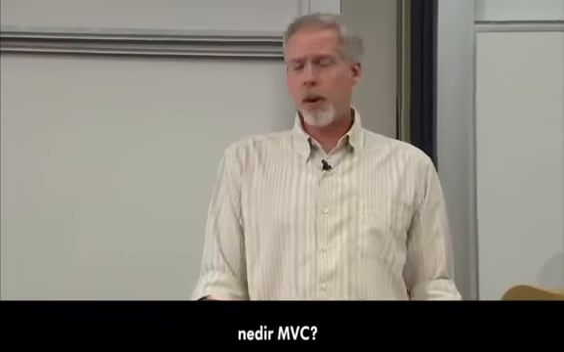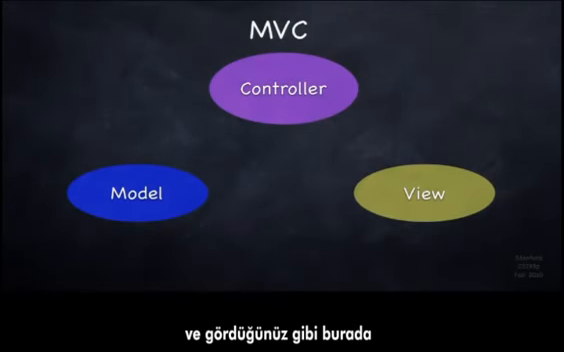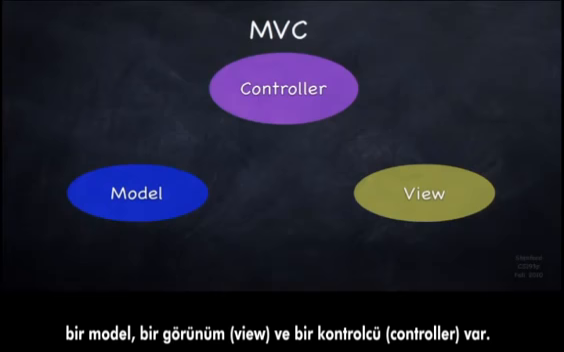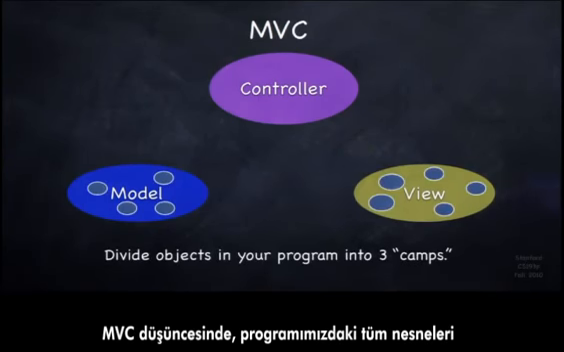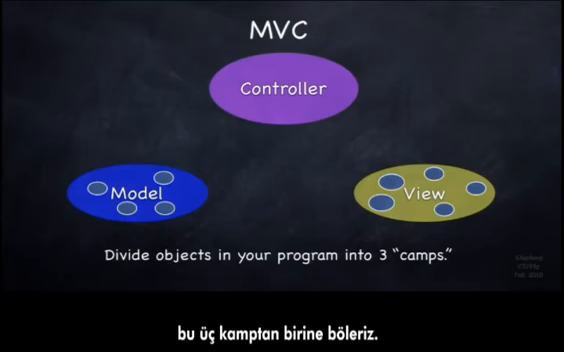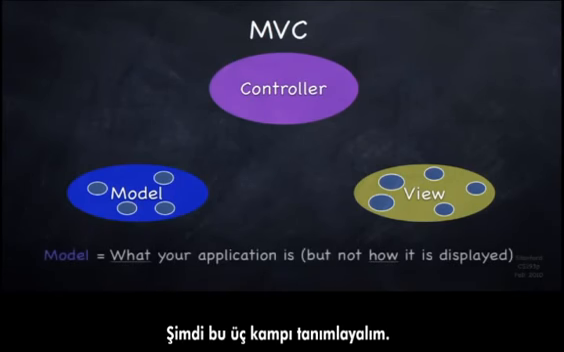So MVC, what is MVC? MVC stands for Model View Controller, and you can see up here I have a model, a view, and a controller. So what are those things? The idea with MVC is we're going to divide up all the objects in our program into one of these three camps. It's going to go in the model camp, the controller camp, or the view camp. Now, what's the definition of those three camps?